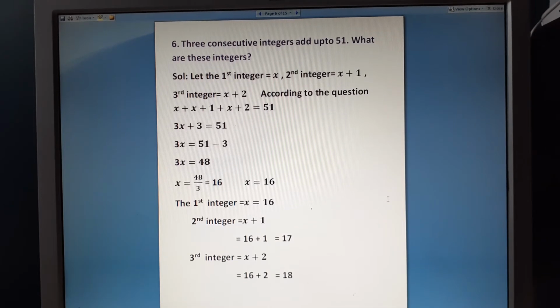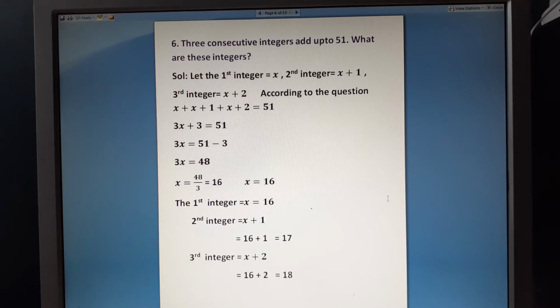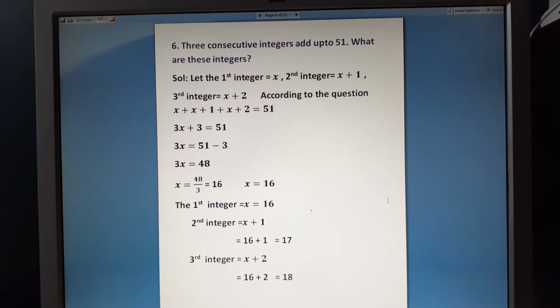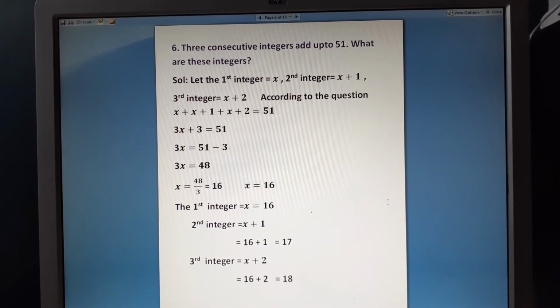Add x plus x that is equal to 3x, plus 1 plus 2 is equal to 3. Now we get 3x plus 3 on the left hand side, that is equal to 51. 51 is given in your question, 3 consecutive integers add up to 51. So here we put 51 on the right hand side.